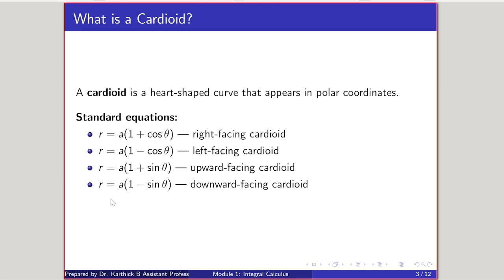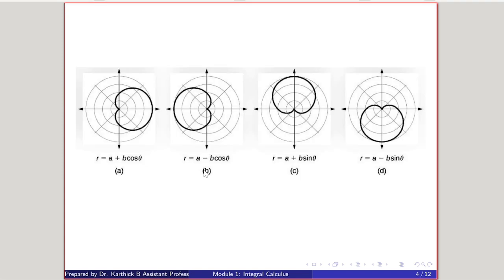Here, I have listed four equations for cardioids facing different directions. If it is a into 1 plus cos theta, it will be a right-facing cardioid. If it is a into 1 minus cos theta, it is a left-facing cardioid. 1 plus sin theta is upward. Minus, it will be downward. With this general case, I am giving you a picture.